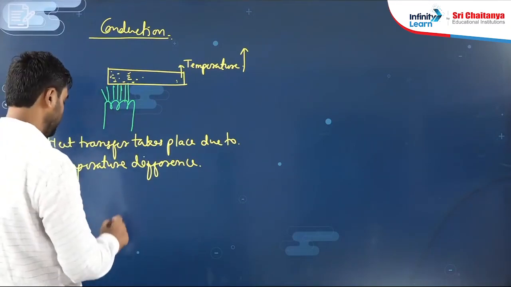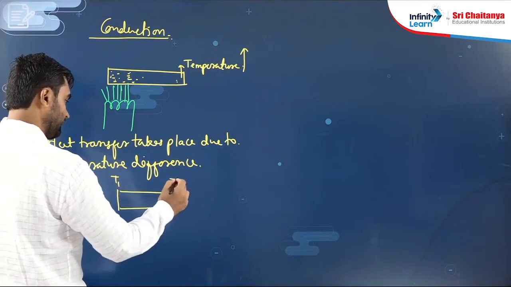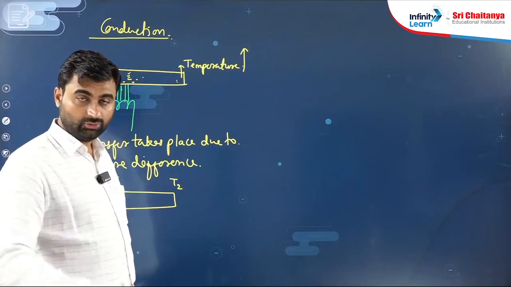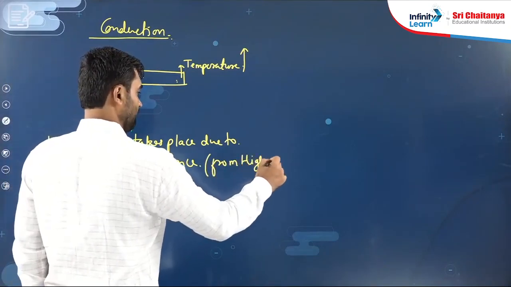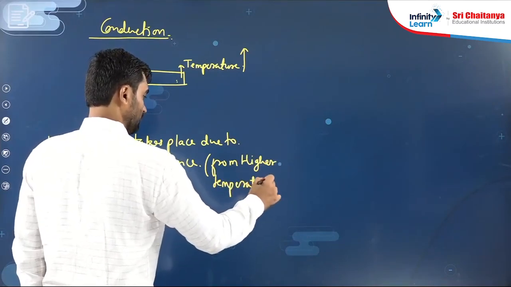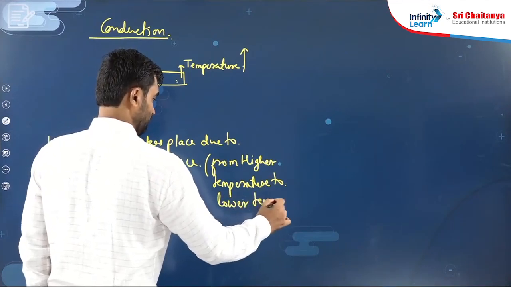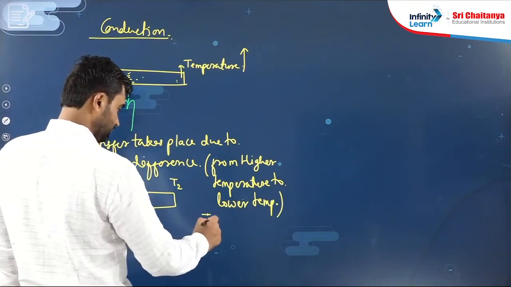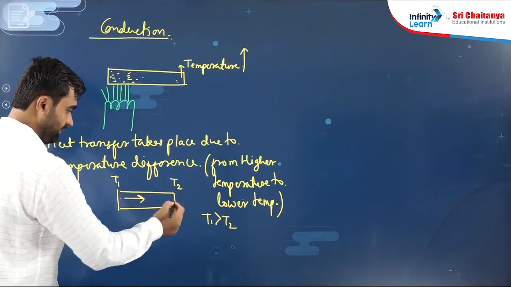Suppose that this end temperature is T1 and this end temperature is T2. Heat transfer takes place from higher temperature to lower temperature. Okay, so here T1 is greater than T2. T1 is greater than T2. So heat will transfer from this side to this side.